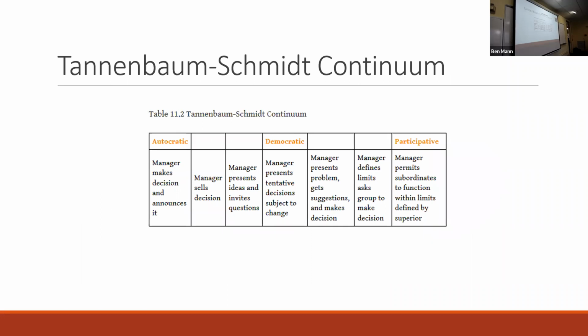We also talked last class about the Tannenbaum-Schmidt continuum, right? This is a continuum that helps us to understand to what degree a group leader is facilitating the involvement of other members of the group. On the one extreme, right, we have autocratic. This is somebody saying my way or the highway. I have made this decision and you have to go along with it. I've decided to have this booth that our team is going to do.